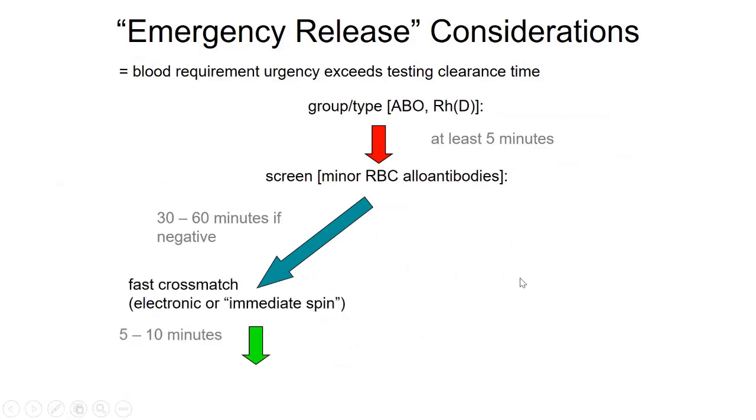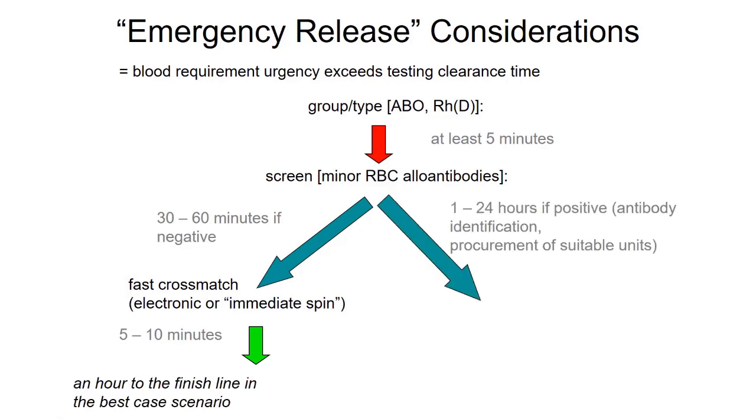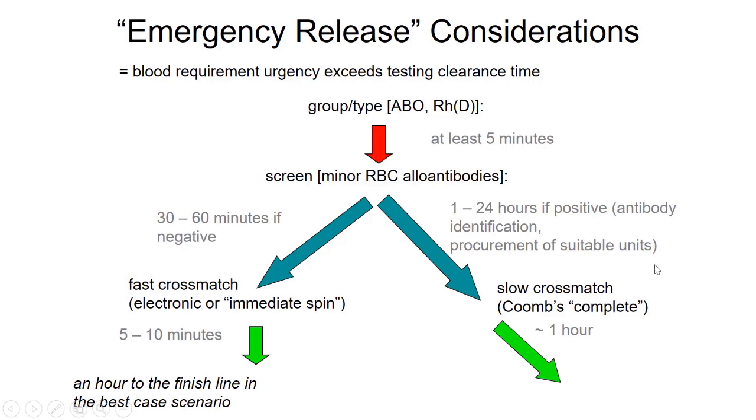You're out of luck, however, if your patient's screen is positive, because it can take longer than that hour to then deduce the specificities. And if there are multiple antibodies or a high prevalence antibody, then it can take quite a bit of time to source antigen negative blood. If you are screen positive, there's also the matter of having to run a complete Coombs phase cross-match to prove suitability of the intended unit.